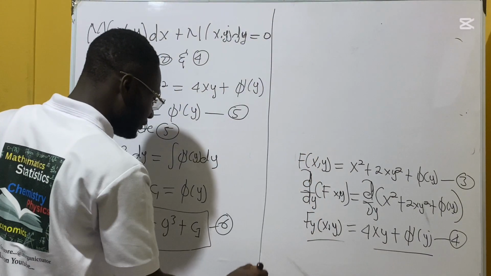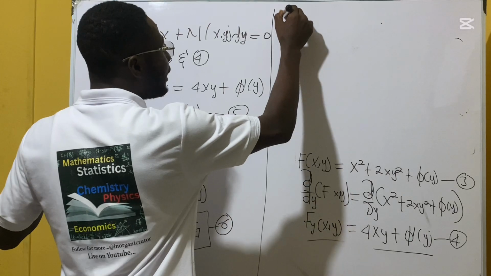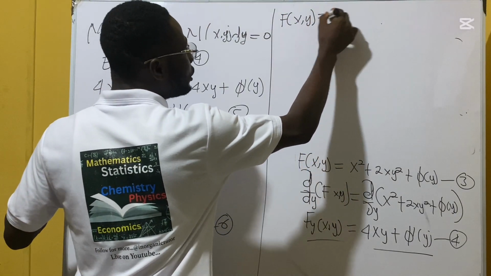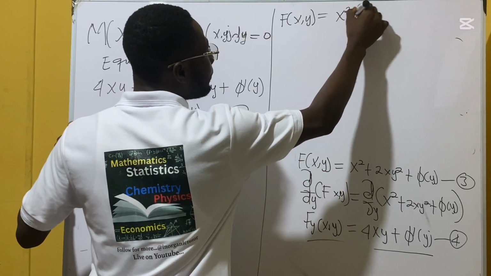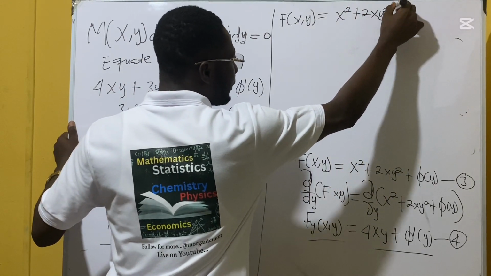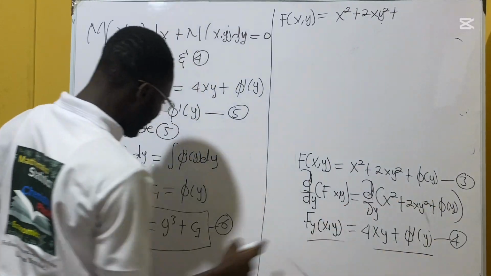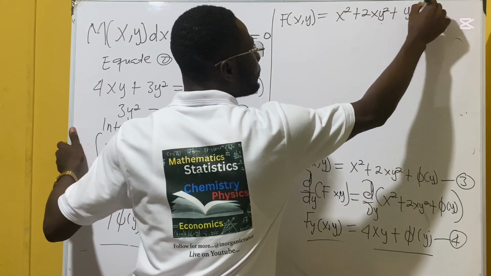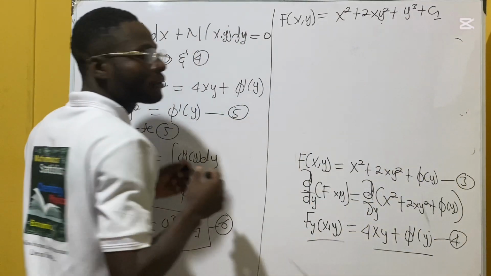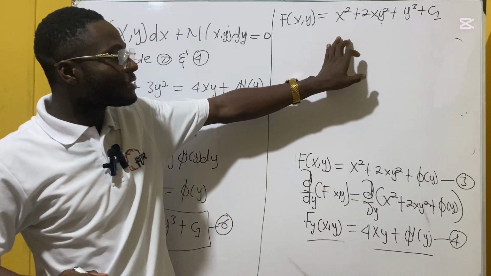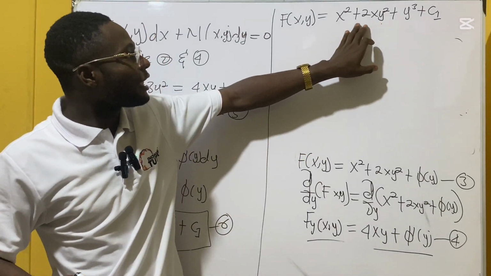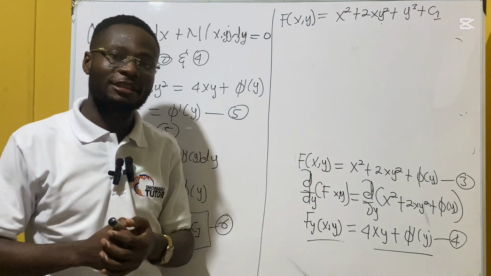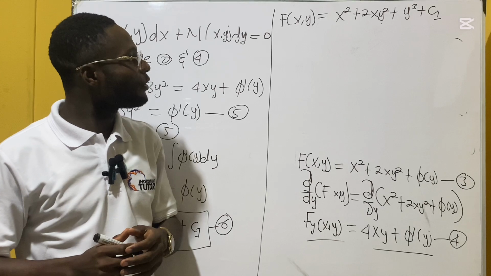then we're going to have f of x and y equal to x squared plus 2xy squared plus, now our phi of y is y cubed plus C1. So we're going to have y cubed plus C1. Okay, so once we have this, can we do something about it?